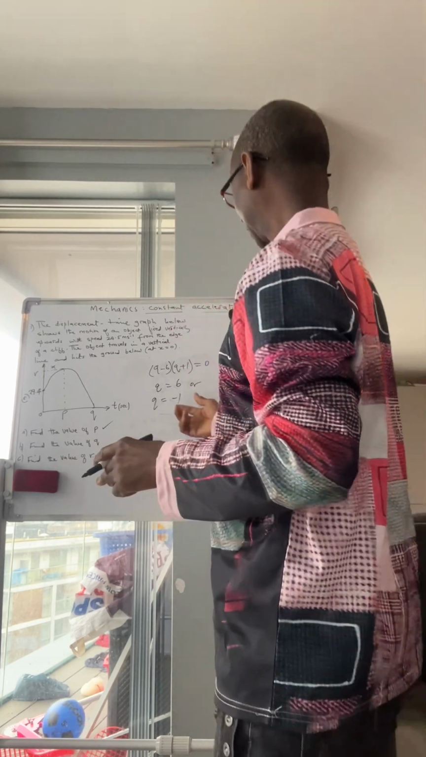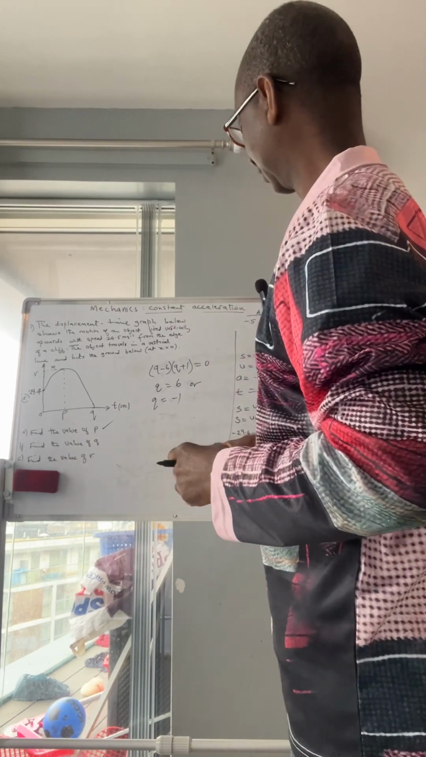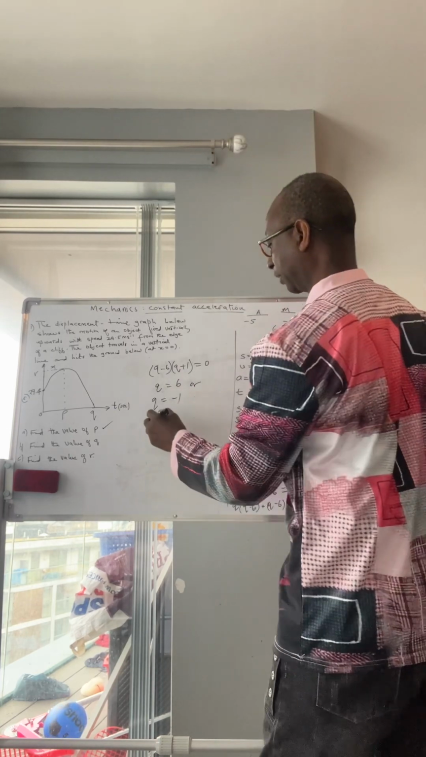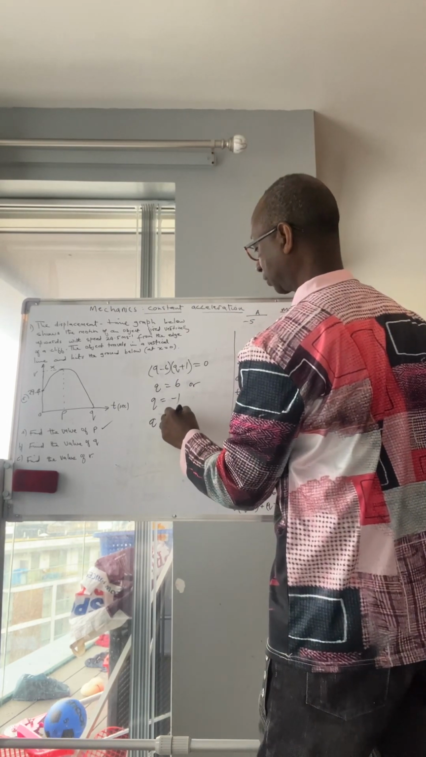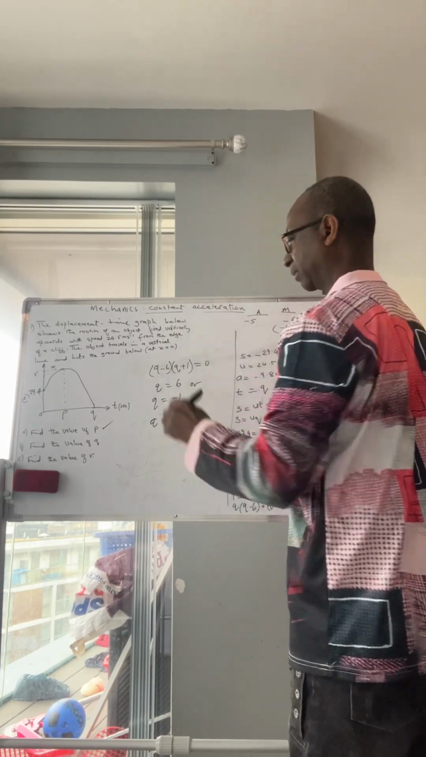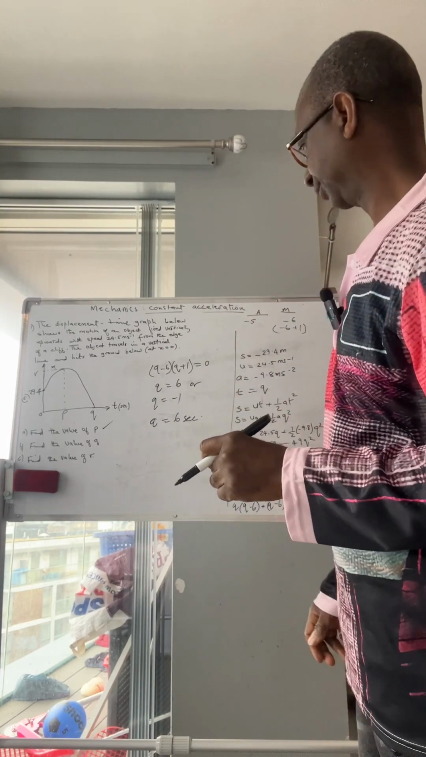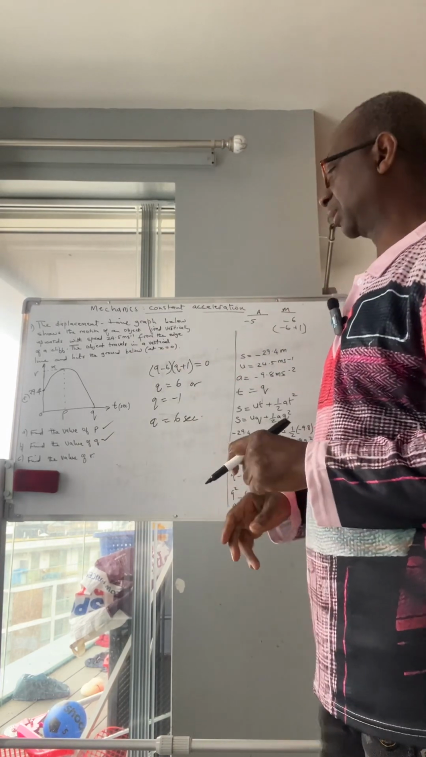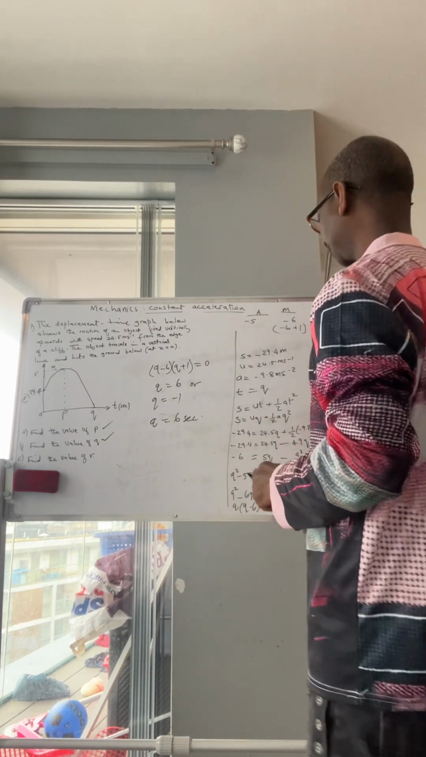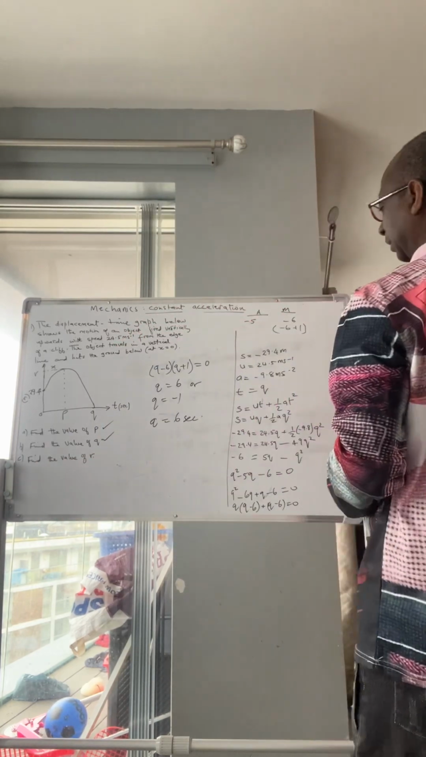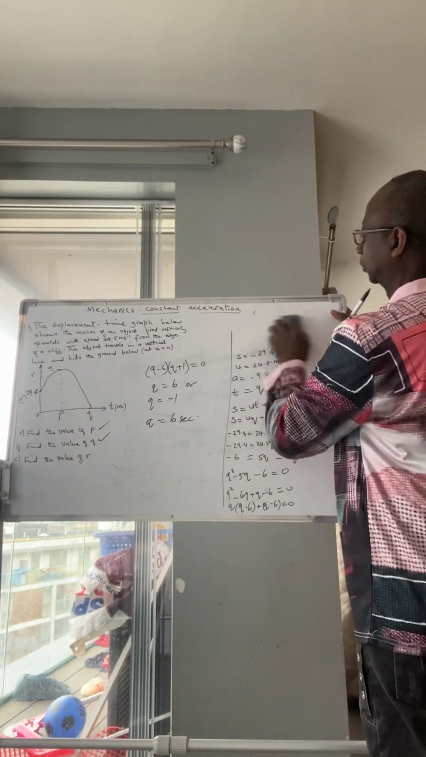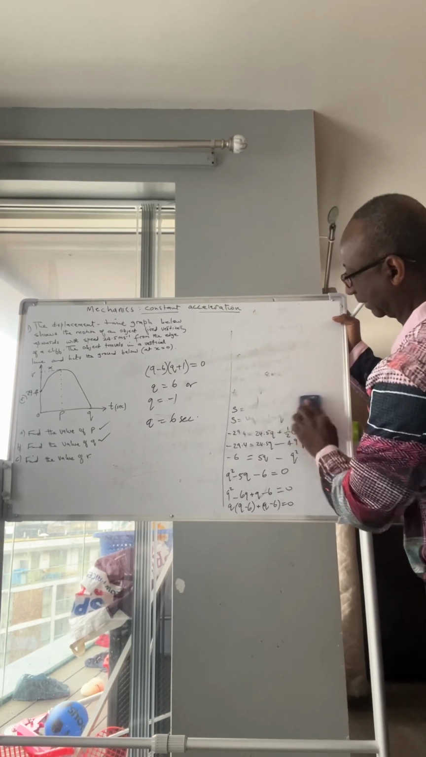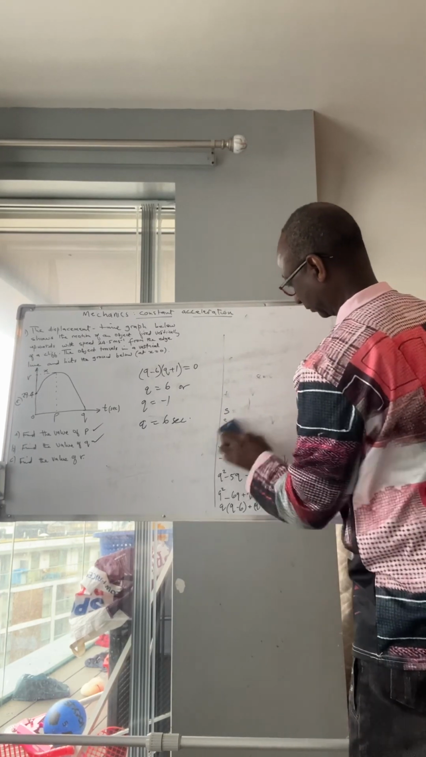But time cannot be minus 1. It's got to be positive. So therefore, q is equal to 6 seconds. This is done. Now let's go to the last one and see where it takes us.